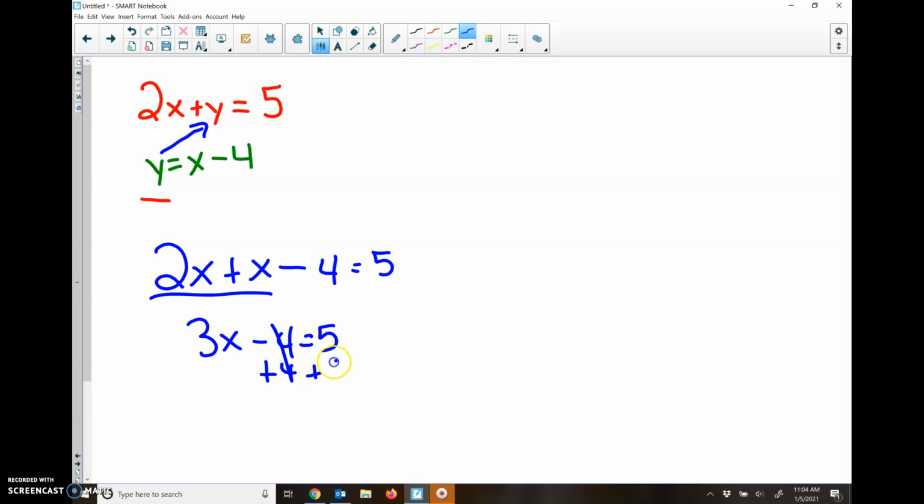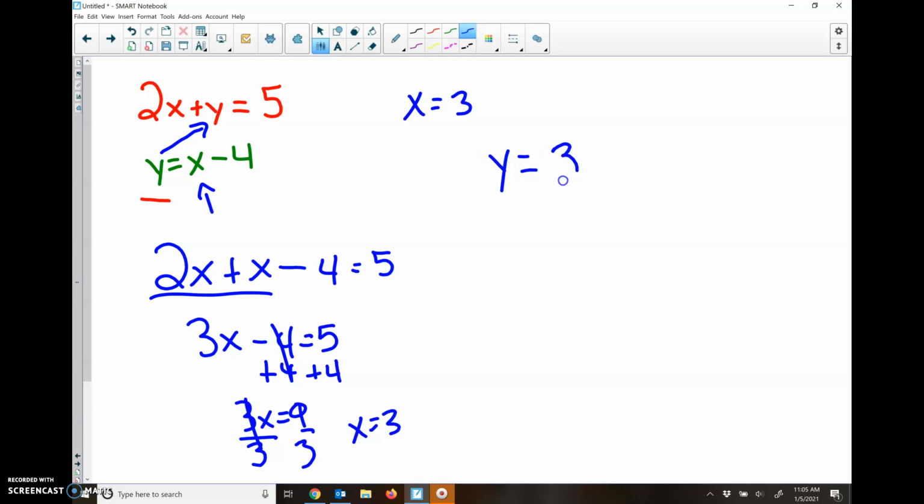So I'm going to add 4 to each side. And 5 plus 4 is 9. And now this says 3 times x. So I'm going to divide by 3. So 9 divided by 3 is 3. So now I just figured out that x is 3. So I'm going to take that and try and figure out what y is. I think this bottom equation looks nice, so I'm going to put that 3 in for the x. So instead of y equals x minus 4, I'm going to do y equals 3 minus 4. And we figure out that y is negative 1.